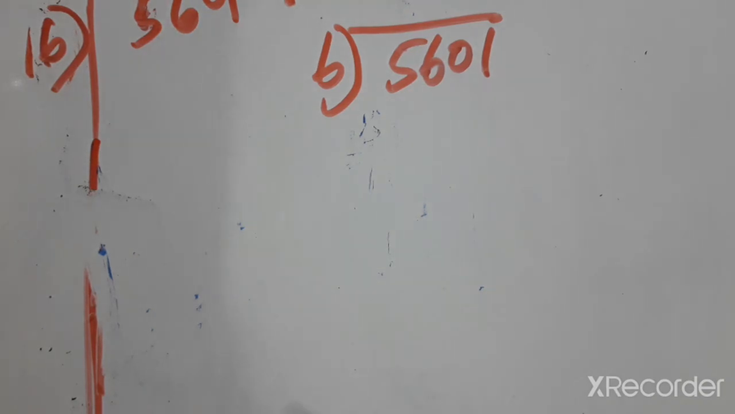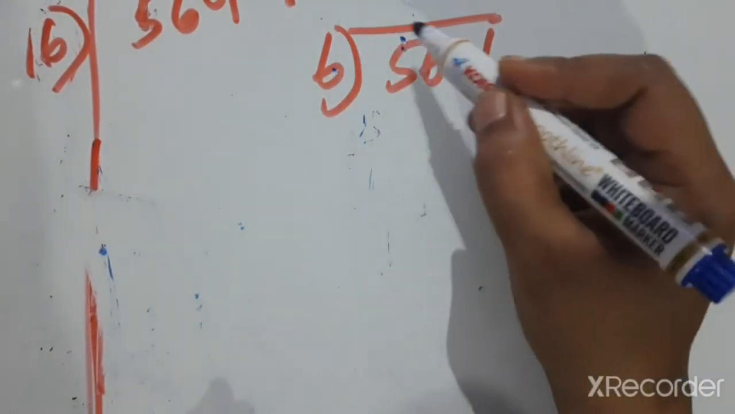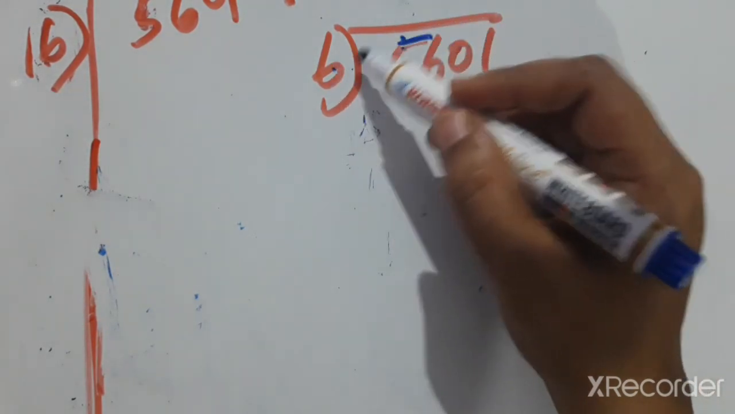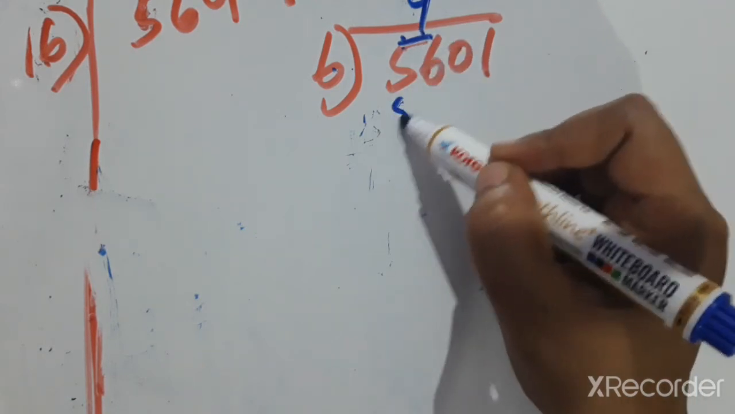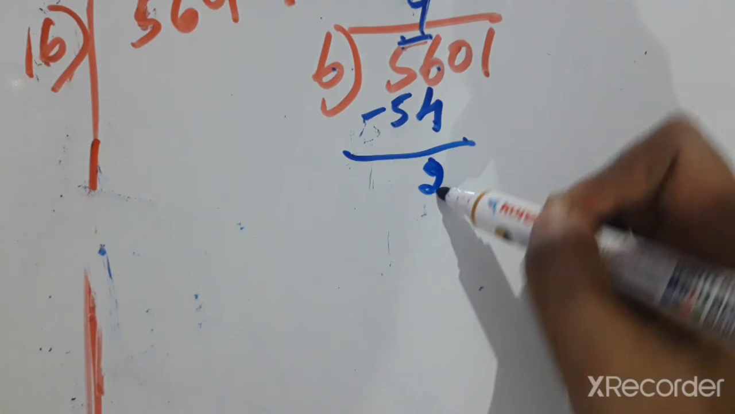Sixteenth one, 5601 divided by 6. Can we consider 5? No, because 5 is less than this number. So we have to take 56. 6 nines are 54, that is the nearest one. 56 minus 54 means 2 remainder.